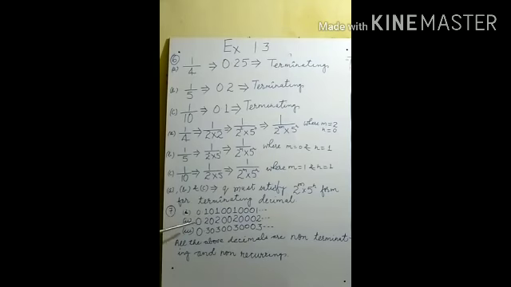So what is there? 0.10, then 1 followed by two 0s, then 1 followed by three 0s, then 1. So after all, what is there? Nothing is repeated here, and dot dot dot indicates this one is non-terminating and non-repeating. Such types of examples we have to select.